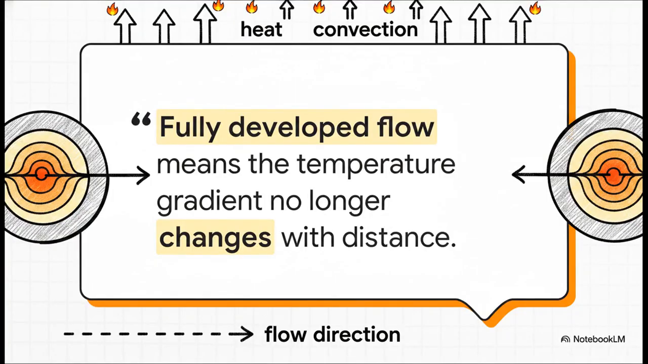Actually, if you get hit with a conceptual multiple choice question on the test, I want you to remember this exact textbook quote. Fully developed flow means the temperature gradient no longer changes with distance, period. The temperature pattern is officially locked in. It's just not going to change as the fluid keeps traveling further down the pipe.